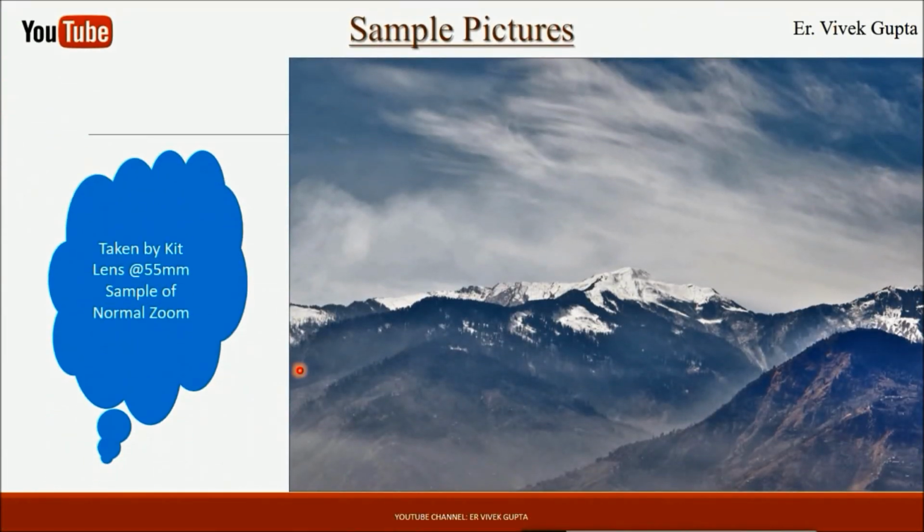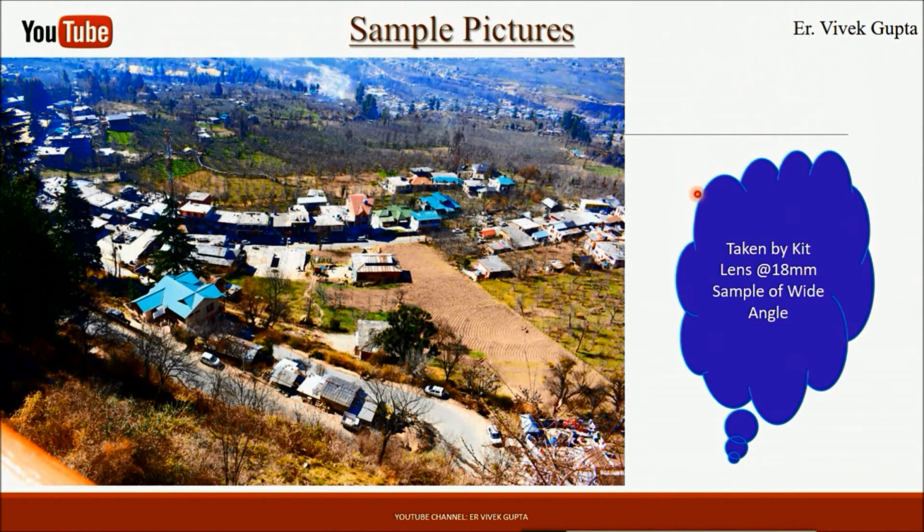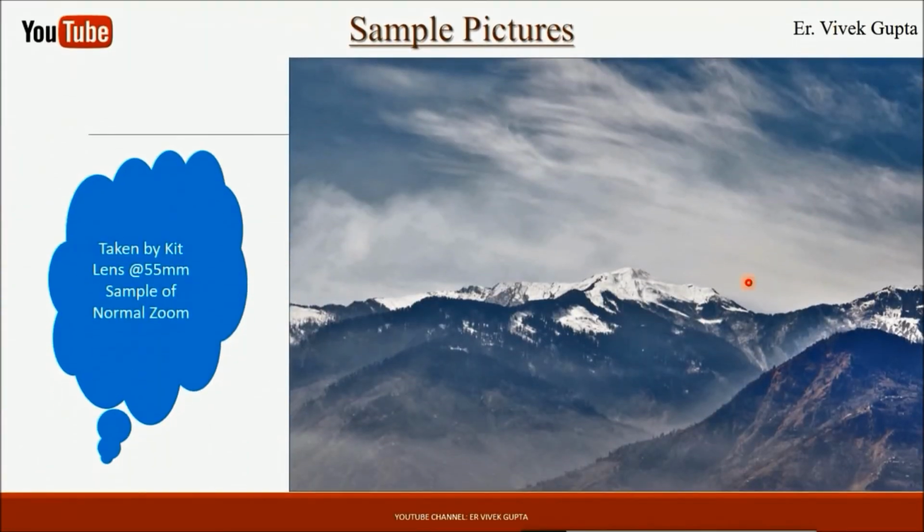Then this is the image taken by 55 mm but with the kit lens. As you can see, your kit lens varies from 18 mm to 55 mm. So the last picture which we have seen was taken by the kit lens at 18 mm, and this picture is clicked at 55 mm using the kit lens. And you can see I have gone close to the object and I try to capture the landscape. So things are clear here, everything is clear, and details are very good.